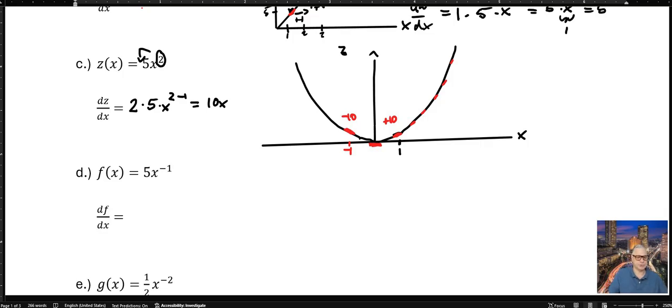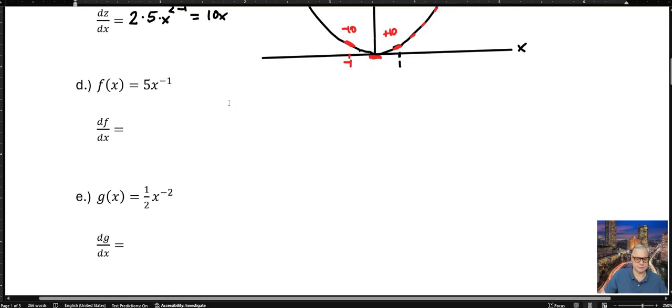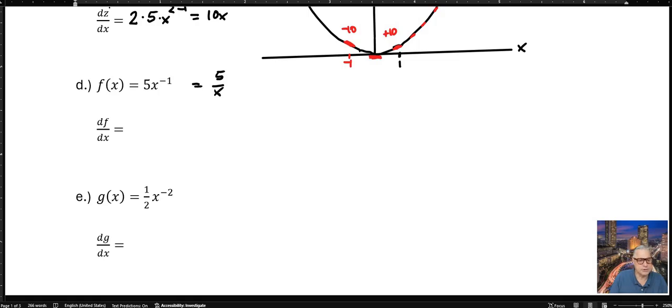Okay, so now I think we can go a little bit faster. I think the idea is now clear. And so here we have a function which is y equals, f of x equals 5x raised to the negative 1. Okay, so this could also be written as 5 over x. But for the derivative, it's better to stick with this one because we see the exponent here.